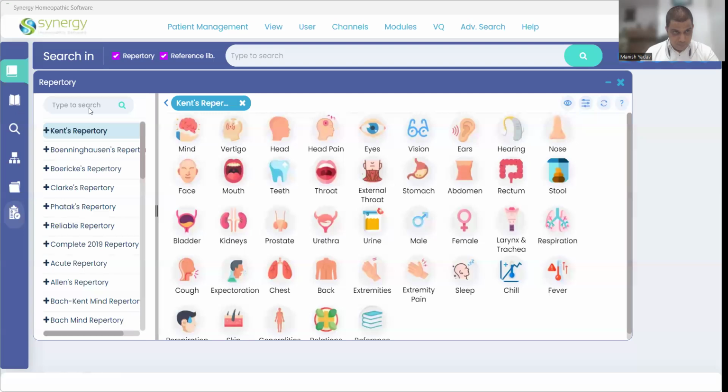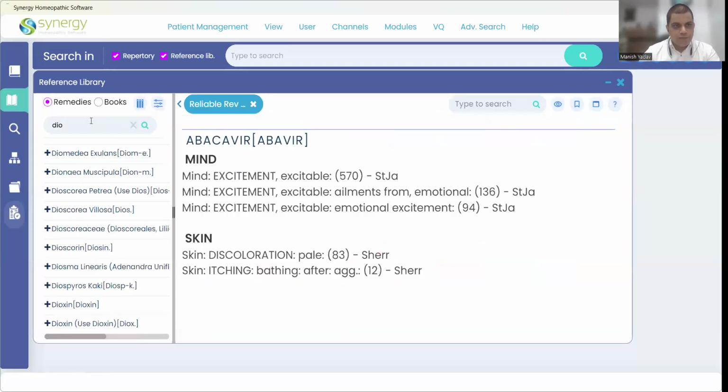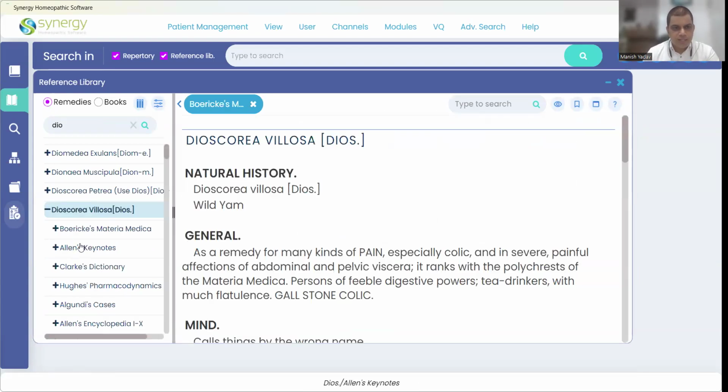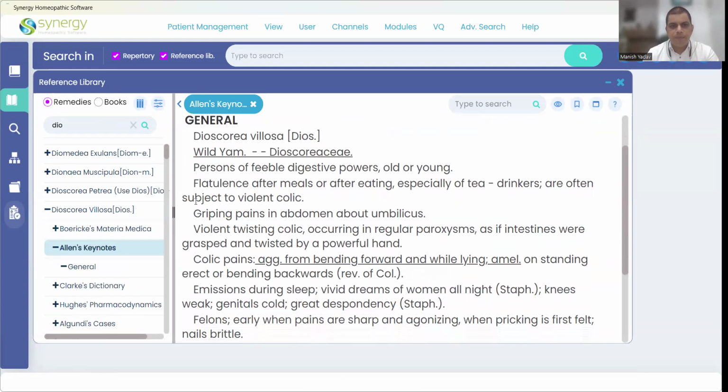Now we talk about Dioscorea. Let me share Dioscorea and let's go into Allen's Keynotes and look into it. See what is written in the first line. It is a remedy of digestive powers and all. Flatulence after meals, after eating, especially in tea drinkers. The point is tea drinkers are often subject to violent colic.